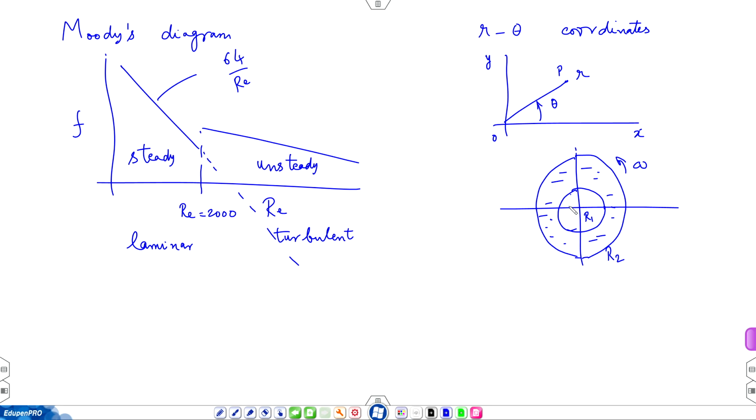So, for that you set up the mass and momentum equations in r theta coordinates, which means you have to express velocities in r and theta. So, let us call this the v component. I think I had used u for radial. So, u is the radial velocity, v is the angular velocity.